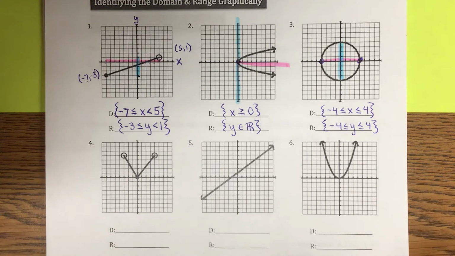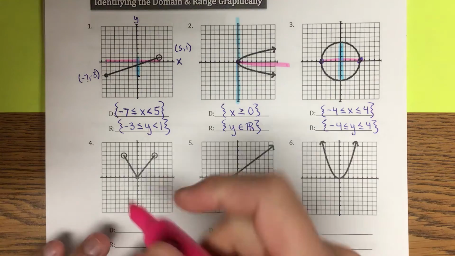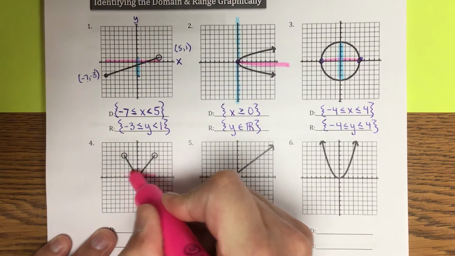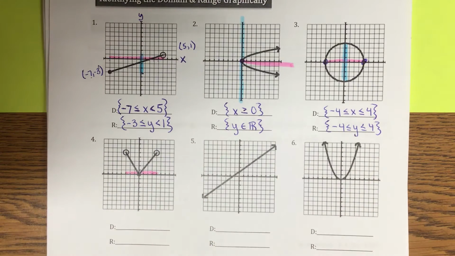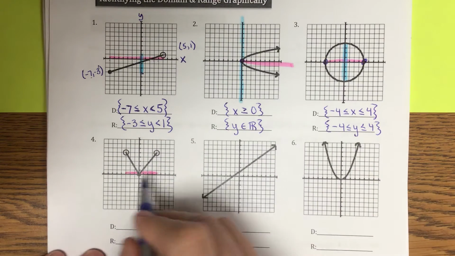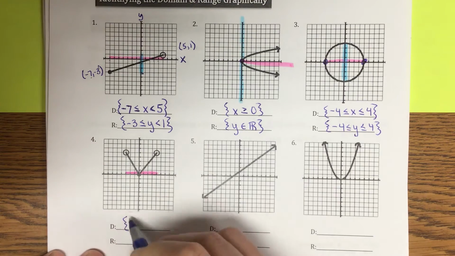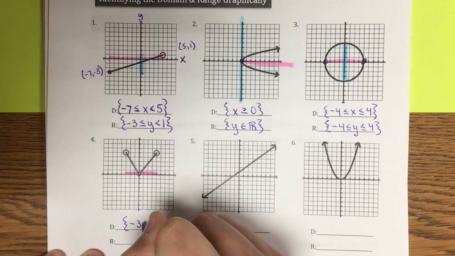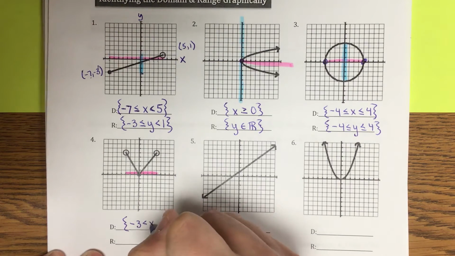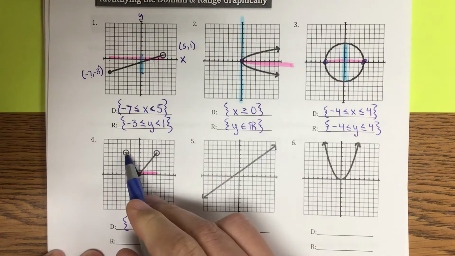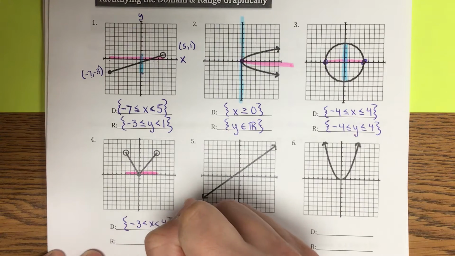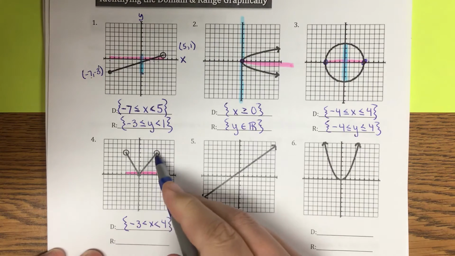Number 4, my domain. You'll notice I do have some open points here. My domain is going to be in between these 2 points. And so I want those to be open circles, or at least I don't want to put the or equal to symbol on these inequalities. So it almost looks like it's symmetric, but it actually goes -3 is less than x, which is less than 4. Slightly off, it's slightly longer on this side.